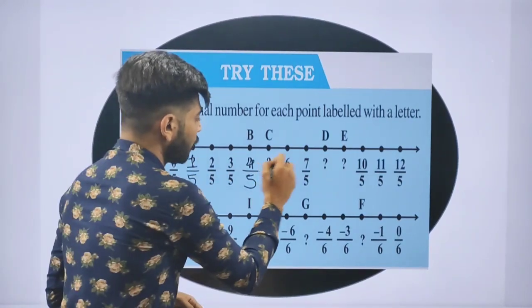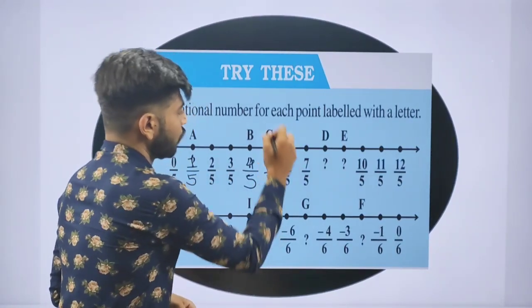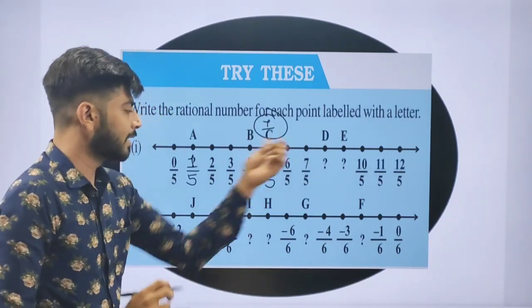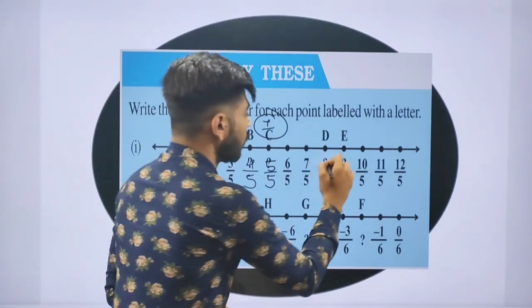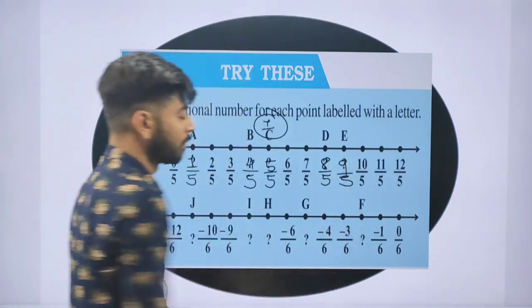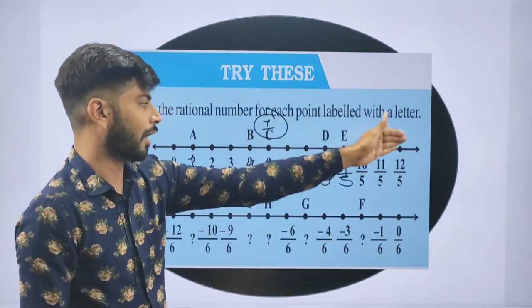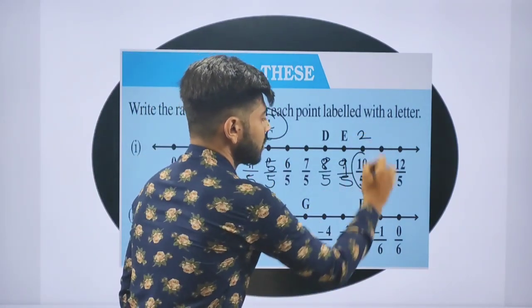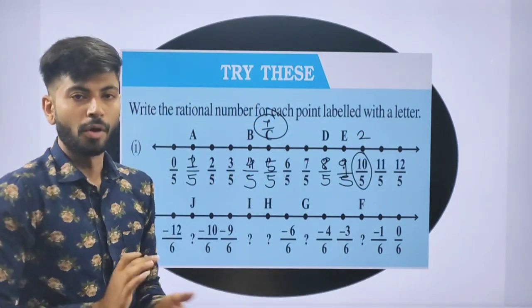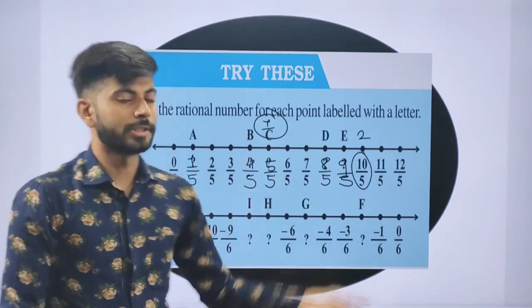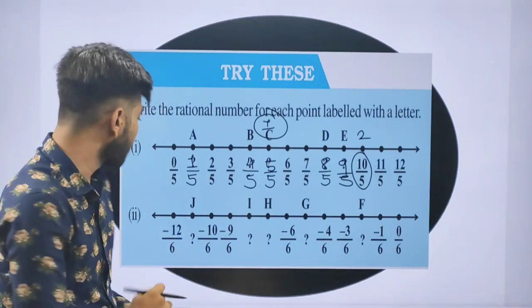Then 5 upon 5, you can say it is 1. Okay, 5 upon 5 will be 1. Then 6 upon 5, 7 upon 5, 8 upon 5, then 9 upon 5, 10 upon 5, 11 upon 5, 12 upon 5. Okay, you can write here 2 also instead of 10 upon 5. Okay, so it is very easy to show the rational number on number line.